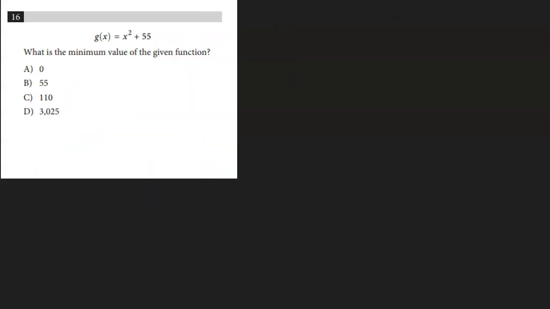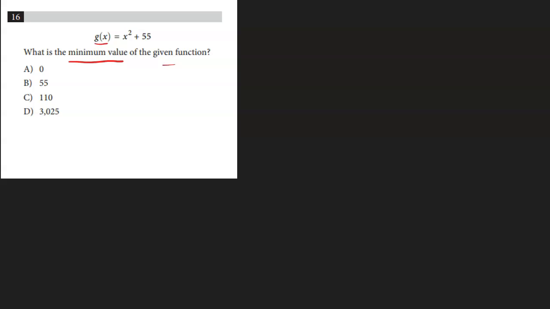Okay, so number 16. So they give us this equation g(x) equals x squared plus 55. What is the minimum value of this given equation? So how low can we get g(x) is what they're asking. Well, what's the lowest number we can think of?